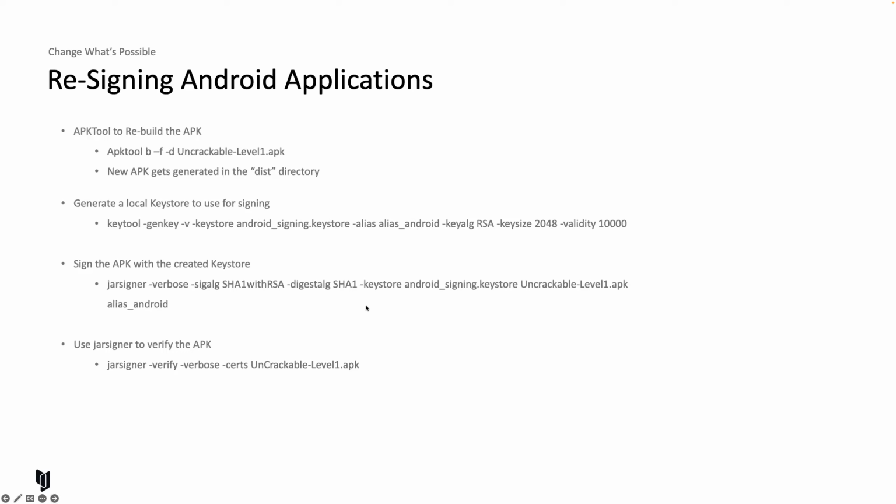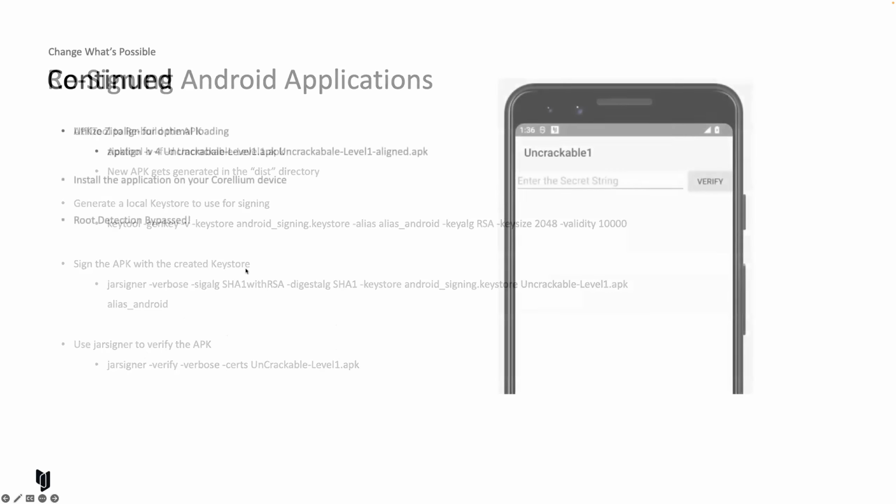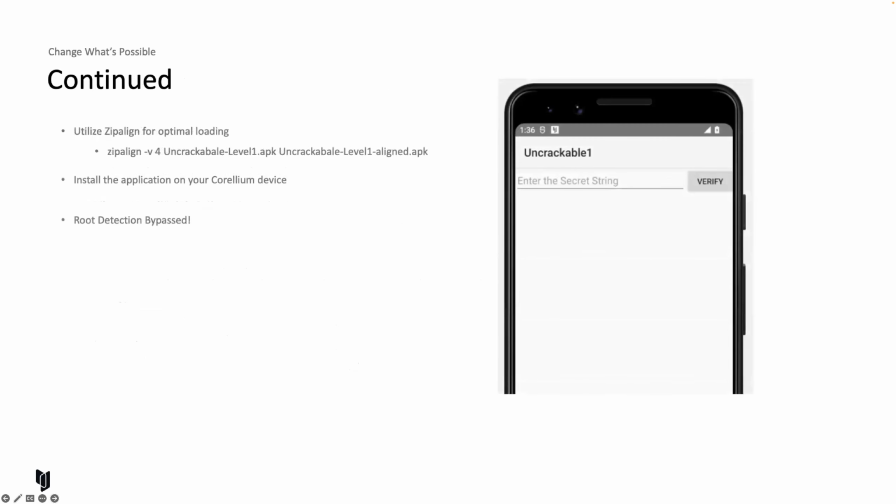To sign the APK, use jarsigner. Again, it's going to call for that keystore, android_signing.keystore, and for that package name and the alias. So make sure you remember them from above if this is old. You can always create a new keystore if you have any issues. And then use jarsigner to verify the APK, just to make sure everything's all good. You can use zipalign for optimal loading. Sometimes it's not necessary, but sometimes it's better just to do it, to be sure that you're not going to have any issues installing the application. So zipalign -v for the APK, and then the new aligned APK, and then you can install it on a Corellium device, and the root detection will be bypassed.